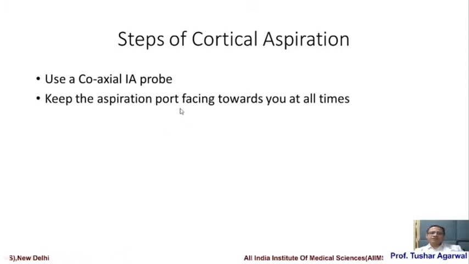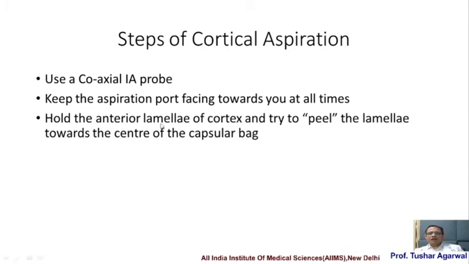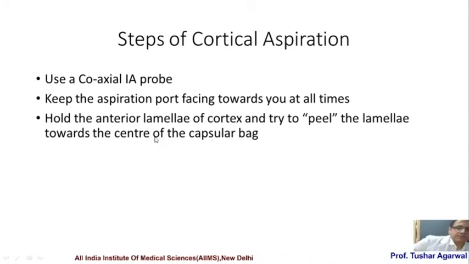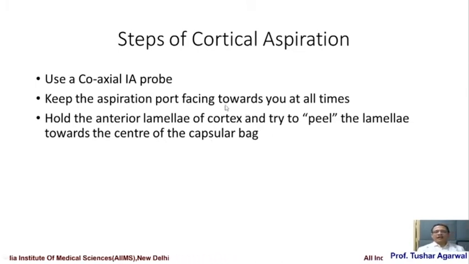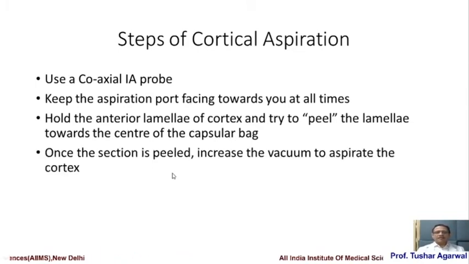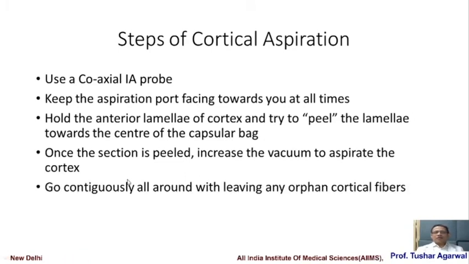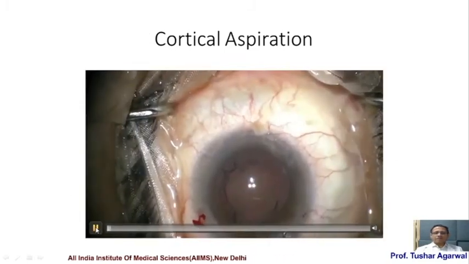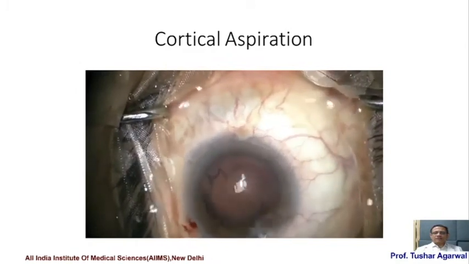A few tips: keep the aspiration port facing towards you at all times. Try to hold the anterior lamellae of the cortex. What you are doing is trying to peel the lamellae towards the center of the capsular bag. If you ever catch the posterior lamellae, leave them and try to hold only the anterior lamellae of the cortex, and give a peeling motion, bring them towards the center after peeling, and then aspirate them. Go contiguously all around without leaving any orphan cortical fibers. If you leave skip areas, you will find that it's difficult to fish for them afterwards. So we'll see all these steps of cortical aspiration in this.